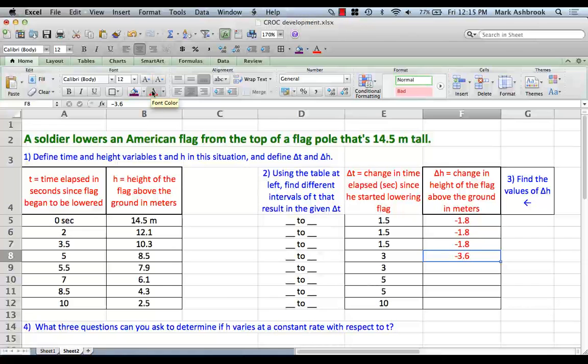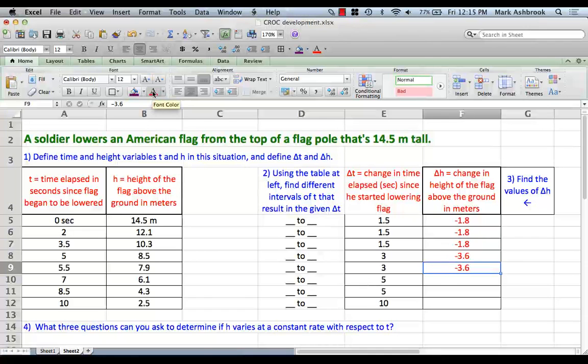Okay, where is Leah? You get another interval of 3? From what to what? 7 to 10. And what did you get for the change in h? Negative 3.6. Okay, how about change in 5?